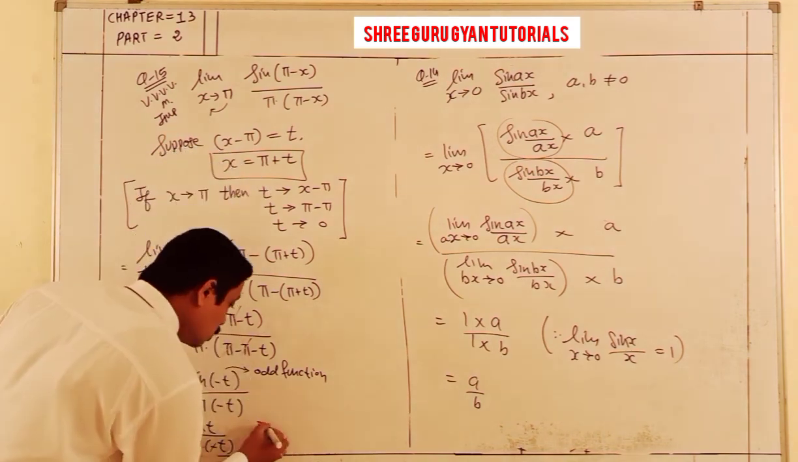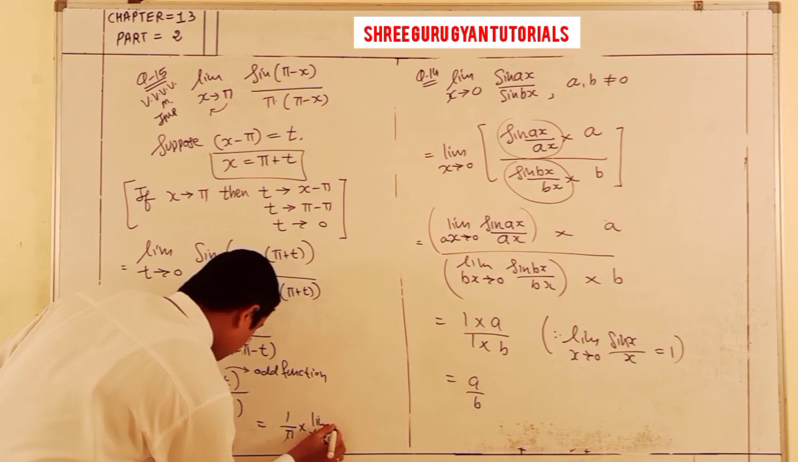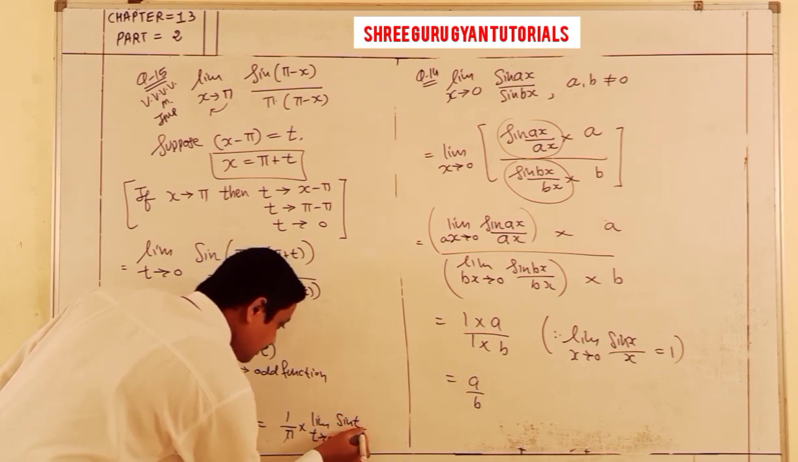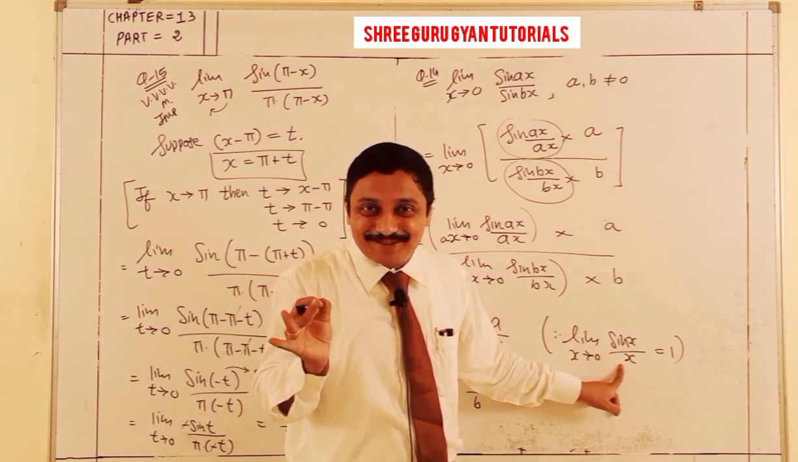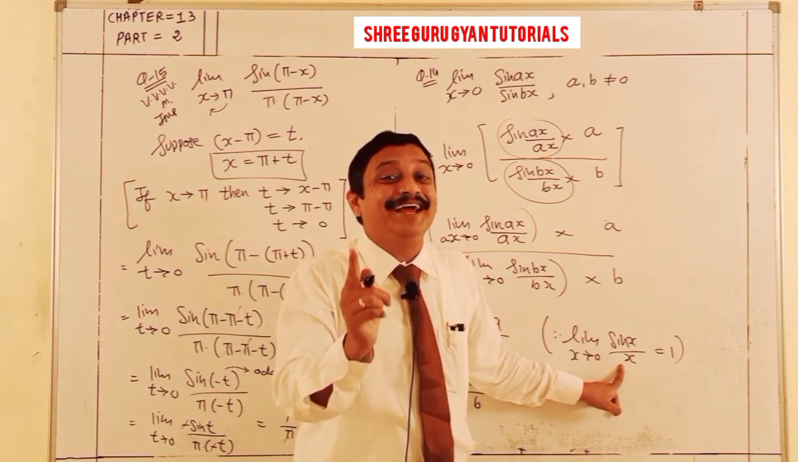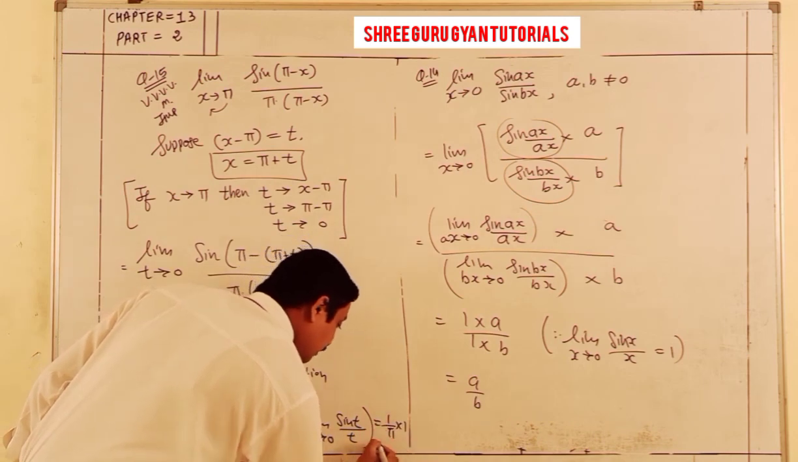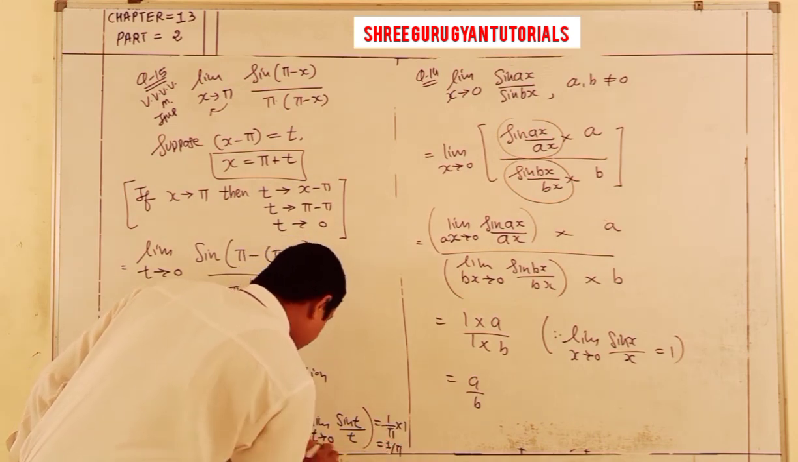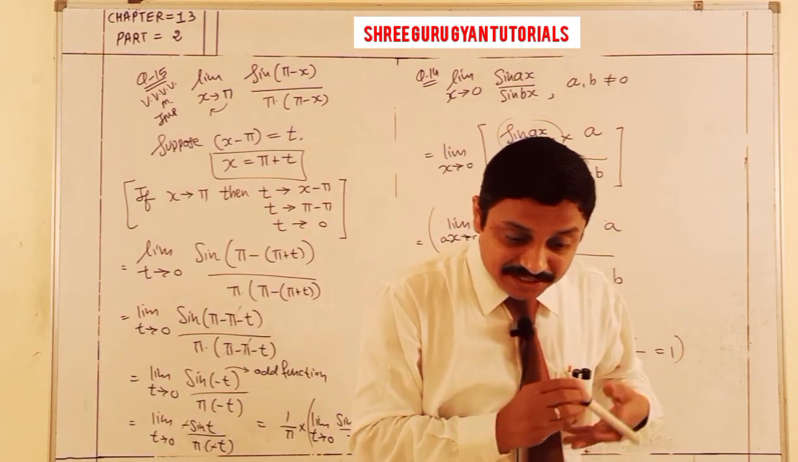Otherwise I will show pi is a constant outside, and limit t tends to 0 sin t by t, and that is your original function. Here the defined answer is 1. So 1 upon pi into 1, my answer is 1 upon pi. And that, students, easily, your question number 15 is done.